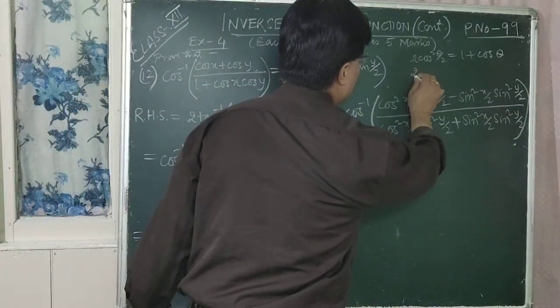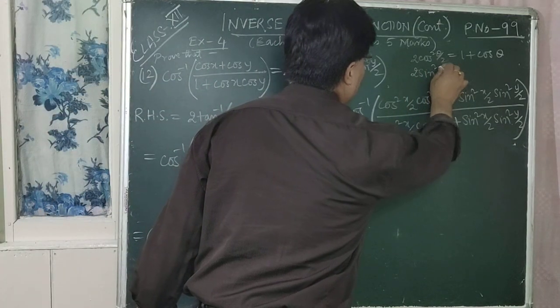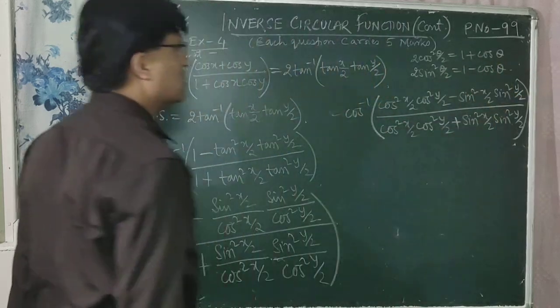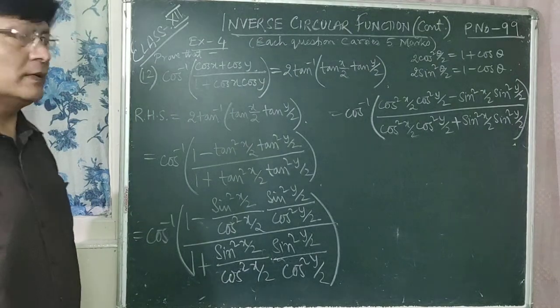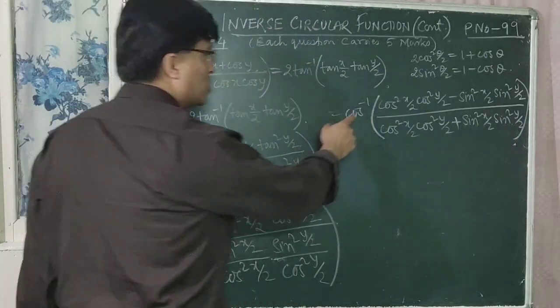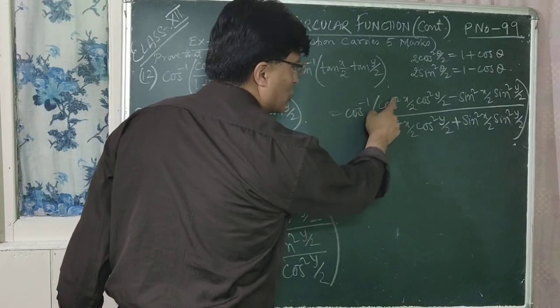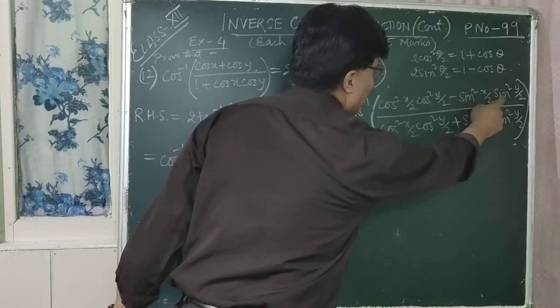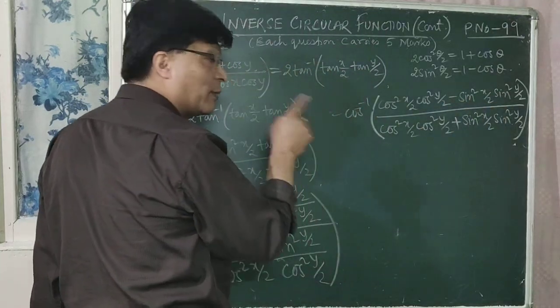And the other formula is 2 sine square theta by 2, which is equal to 1 minus cos theta. Is that clear? So that means we should write here 2 and 2: 2 cos square x by 2, 2 cos square y by 2. That is 4. You should multiply it by 4 also. Second term should also be multiplied by 4.